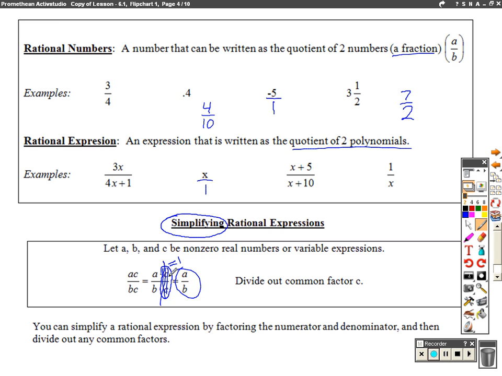So our main process for simplifying rational expressions is explained right here. We're going to be doing a lot of factoring. We're going to factor the numerator, factor the denominator, and then you're going to cancel out or divide out any common factors. Like here, our common factor was C. They cancel out.